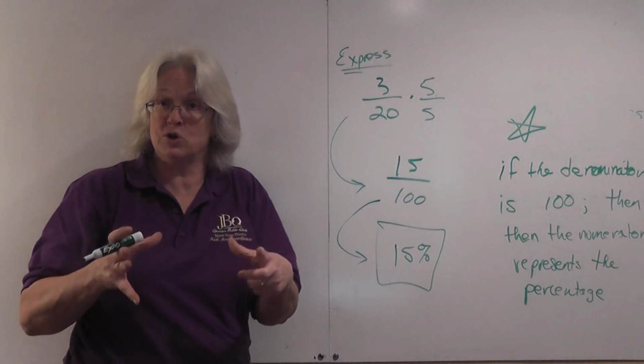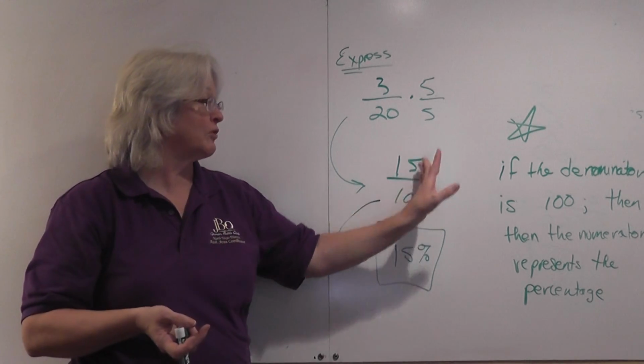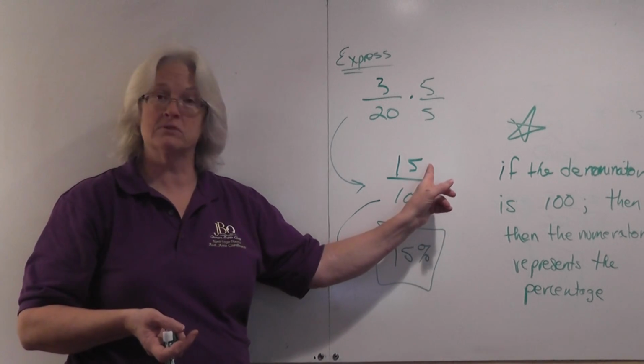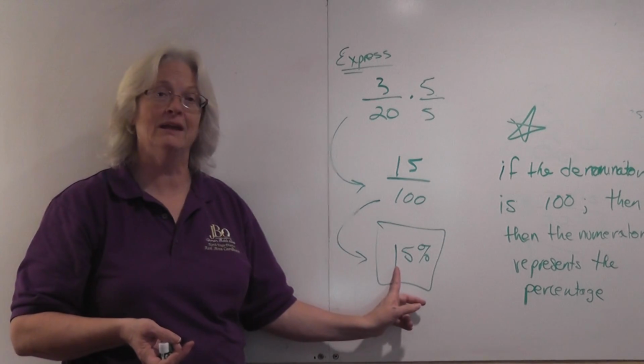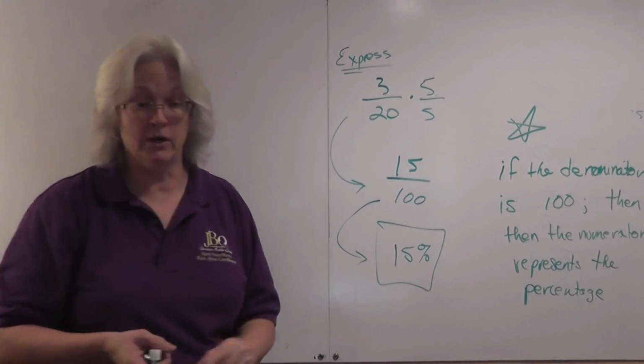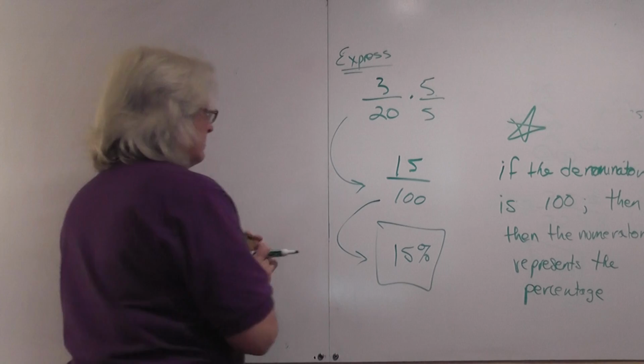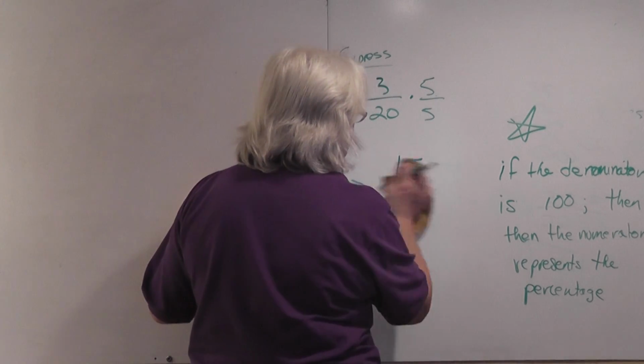Because when you have a ratio over 100, or a fraction with a denominator of 100, you can just write the numerator, 15, and add the percent sign. Okay? Let's go ahead and look at example 3 now and see what we have here.